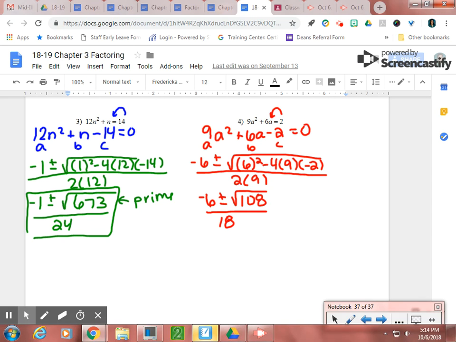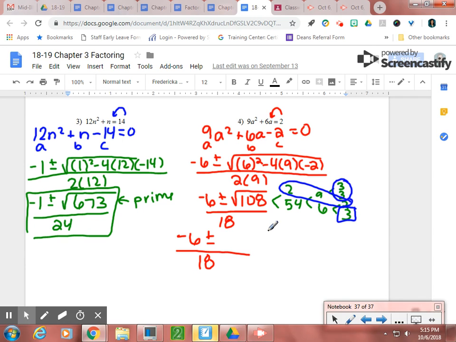And I know that 108 can break down. So 108 is 2 and 54, which is 9 and 6, 3 and 3, 2 and 3. So what I know is I have a couple of 3s, and I have a couple of 2s, and this guy is single. So the negative 6 stays where it's at, the 18 stays there, and the plus or minus. But now I have 3 times 3 on the outside. So this is 3 times 2 root 3. So this is really 6 square root 3.